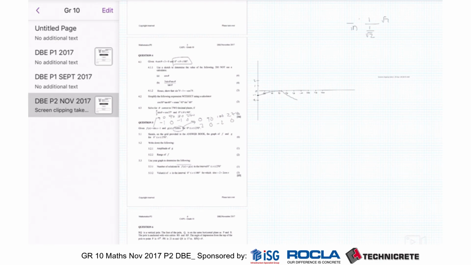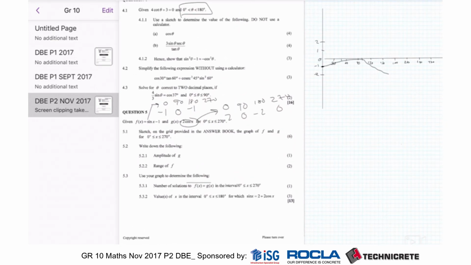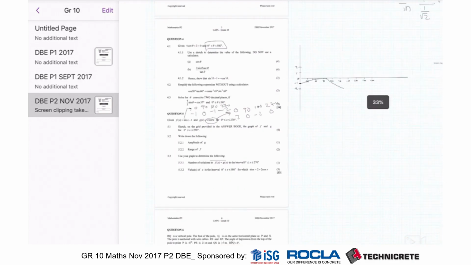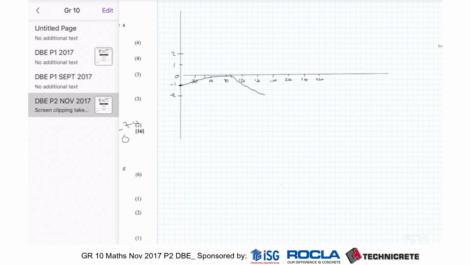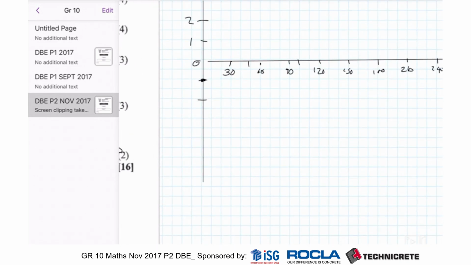Let me just confirm. So it was sine 270 minus 1 is negative 2. Because otherwise our graph won't make sense. 180 is at negative 1. Ooh, it's a bit difficult to draw this graph like this. Let's take these ones out. And let's change our numbering pattern here. So let's make this negative 1. And let's make this negative 2.